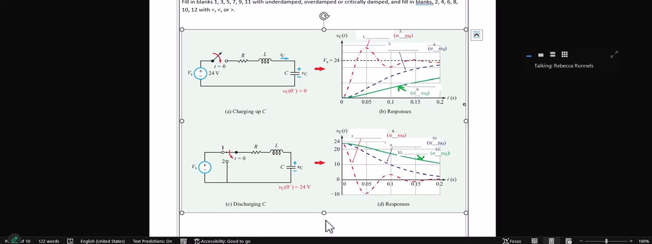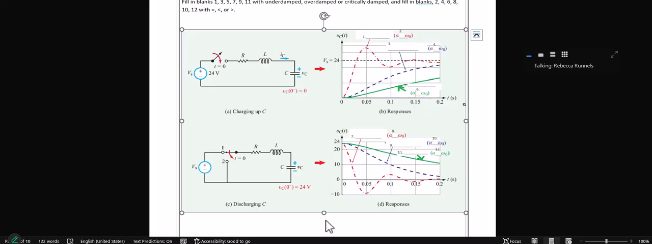Okay, and then in the second circuit, we can see that we are discharging, and so we're approaching 0. Blank 7 is going to be underdamped because it is oscillating. Underdamped means alpha is less than omega naught, so blank 8 is less than. Blank 9 is critically damped. It's following the quickest path to its final value, and that means alpha is equal to omega naught. And blank 10 is equal.